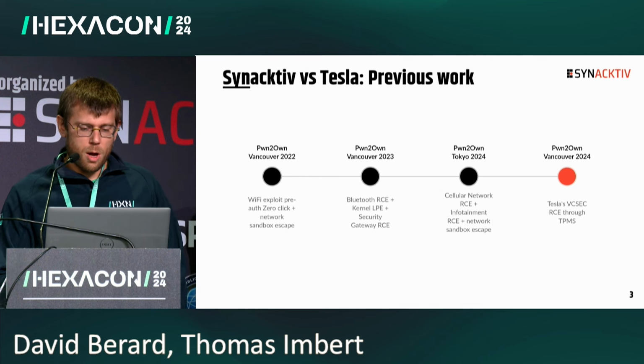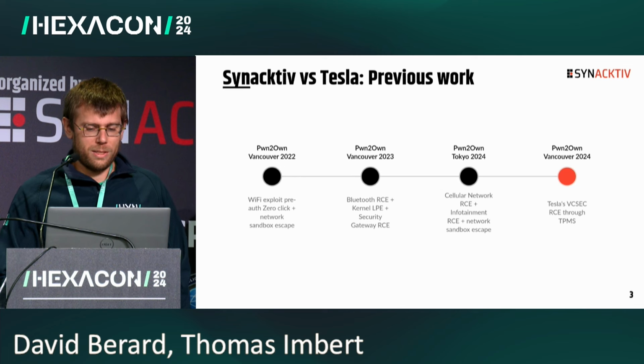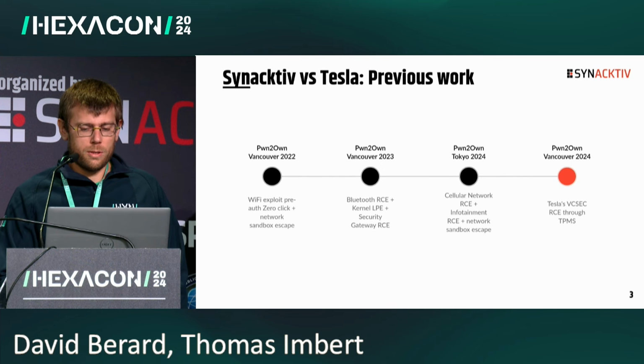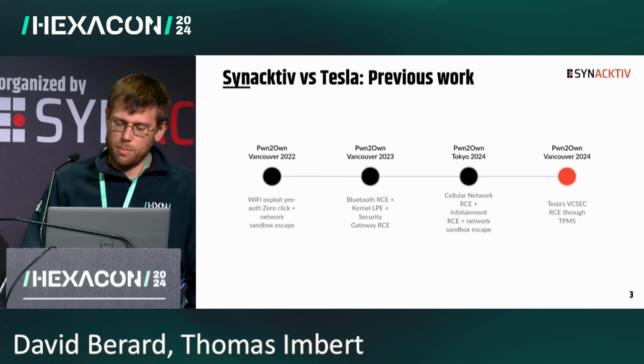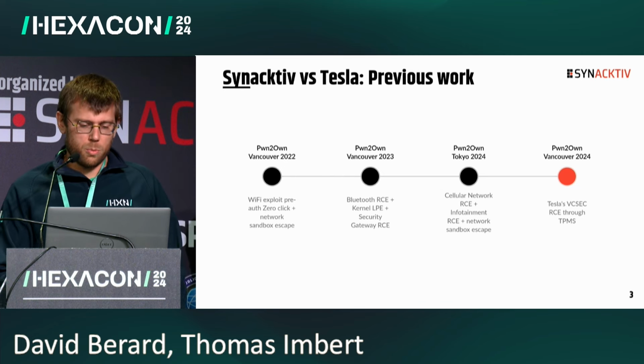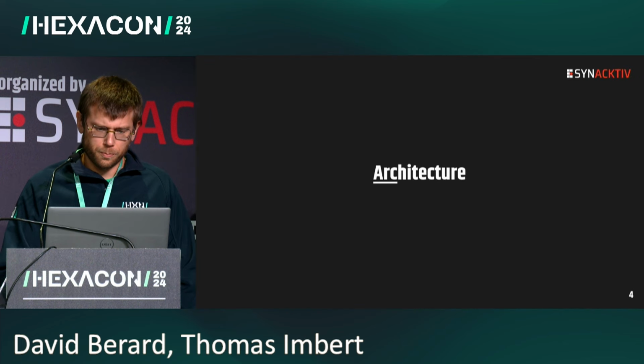This presentation is about our participation to Pwn2Own Vancouver this year in April. We used to look at the remote attack surface. So for this edition, we looked at one of the remaining remote entry points on the Tesla. We will present an RCE on one of the Tesla-made ECUs called VCSEC. We exploited a vulnerability in the tire pressure monitoring system implementation.